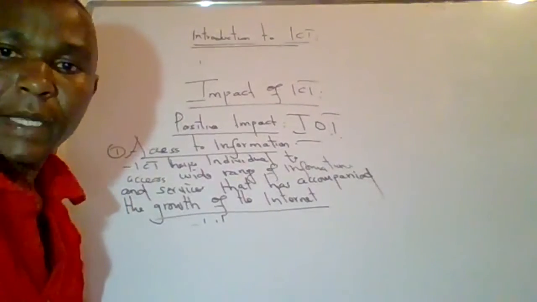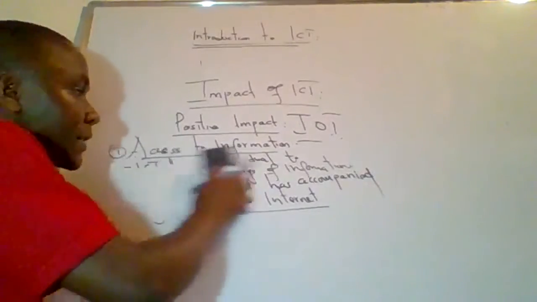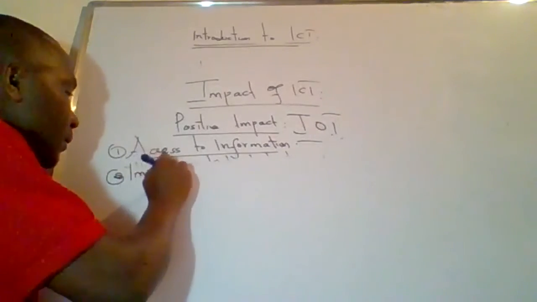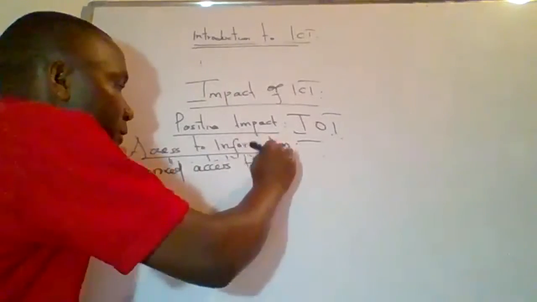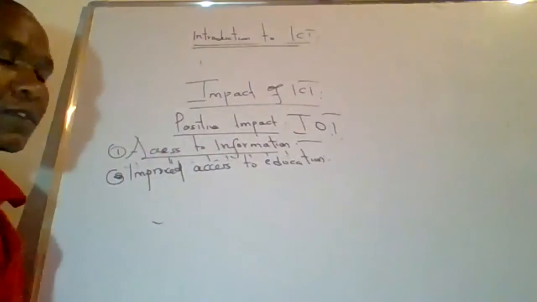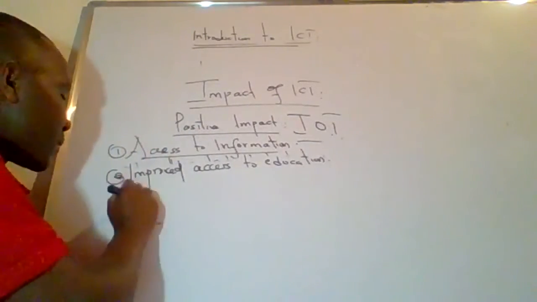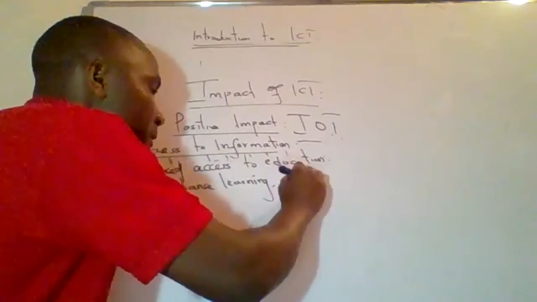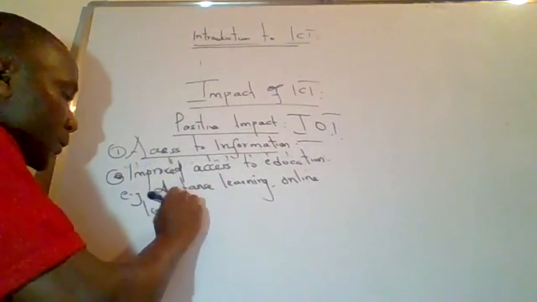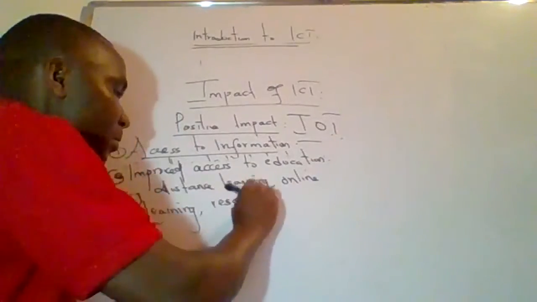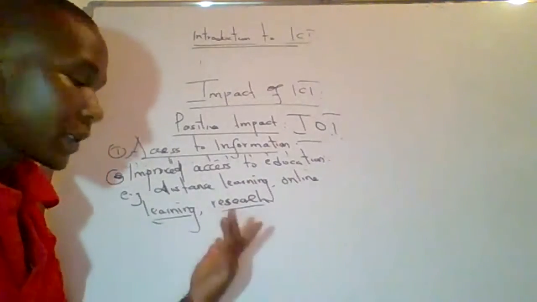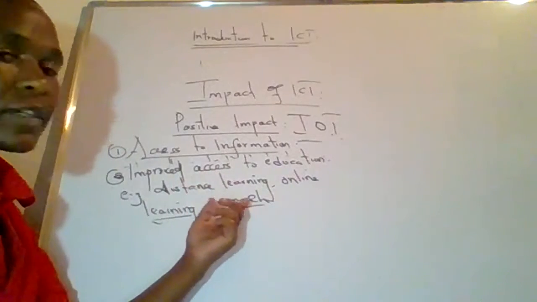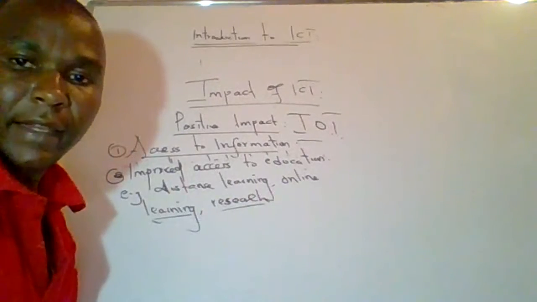Number two, improve access to education. For example, distance learning, online learning, and research. So ICT or technology will help the student to learn wherever they are. So at this time, online learning is a different thing. And also it can help the student to do research.